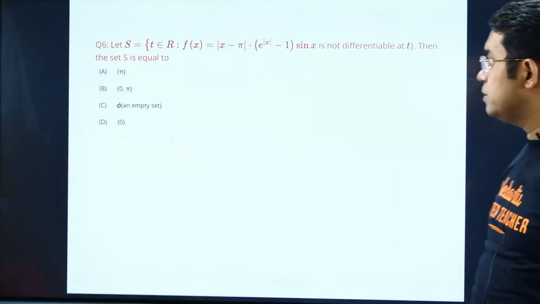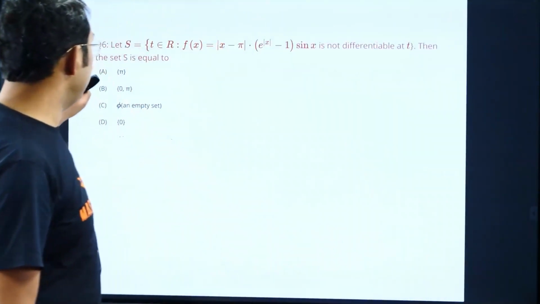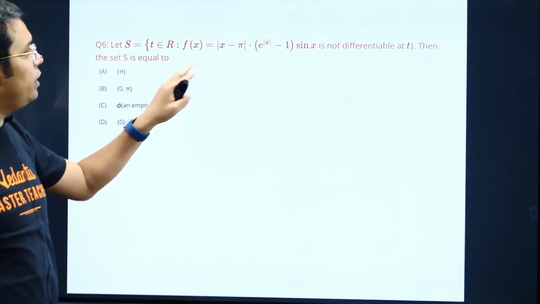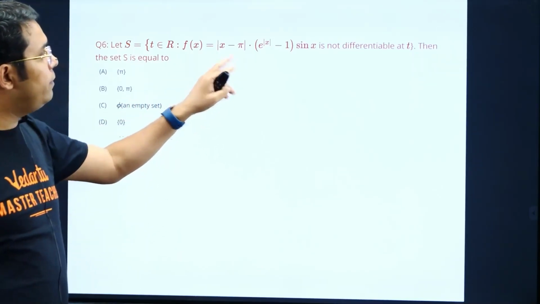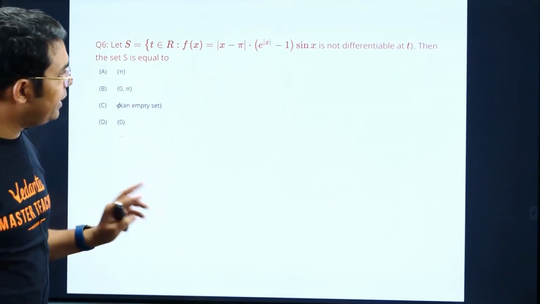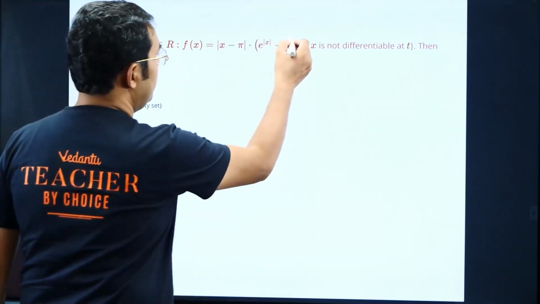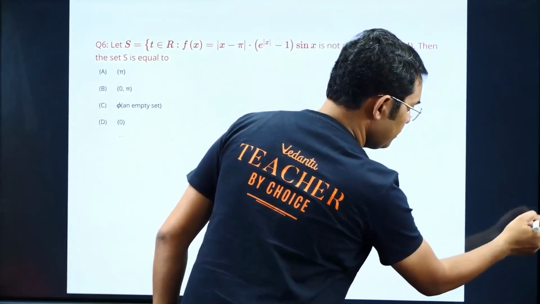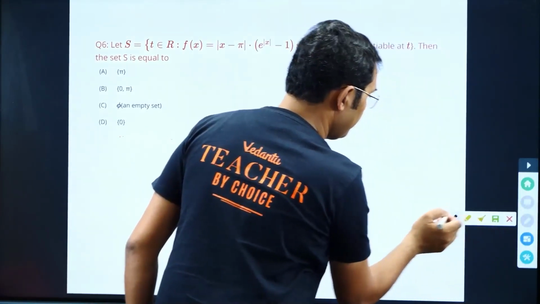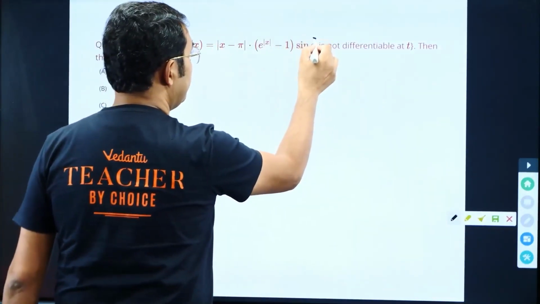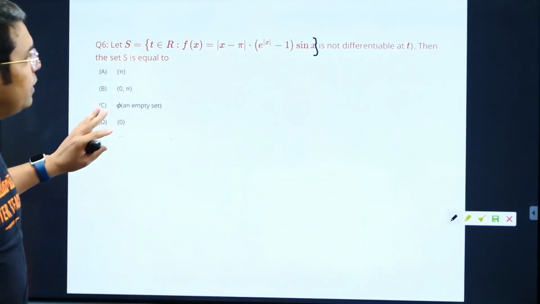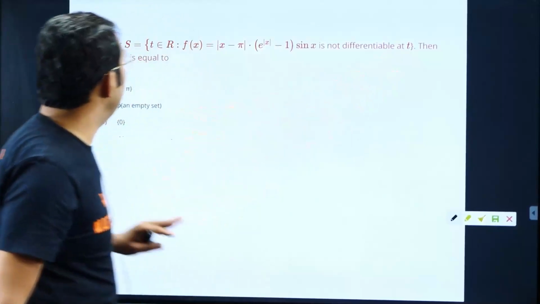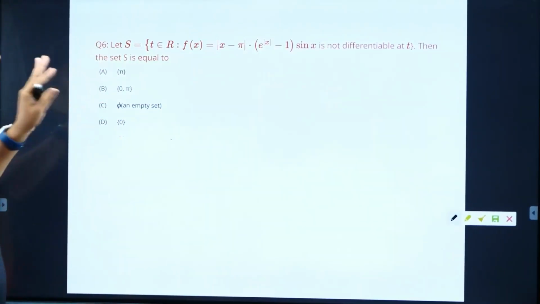Let me check. Yeah, question number 6. It says S is equal to {t belongs to R such that f(x) = |x - pi| (e^(|x|) - 1) sin x is not differentiable at t}. I think here there should be a bracket. Oh no, that bracket is already there. Sorry, the bracket is already there. And then we have to find the set S.